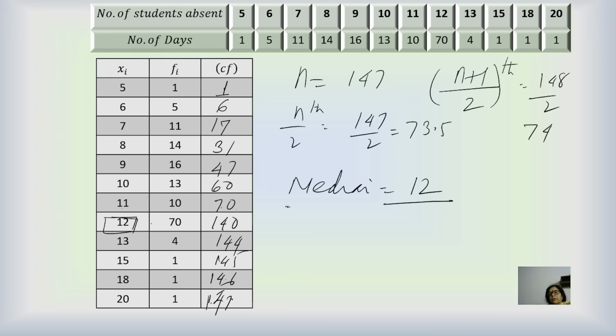That means the information that this data conveys is there were 12 students who were absent for the maximum number of 70 days. So this is the information this particular data conveys.